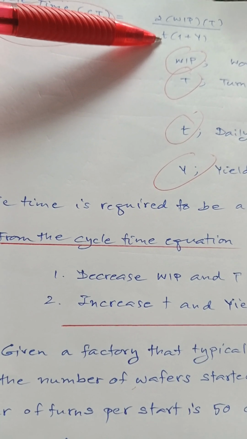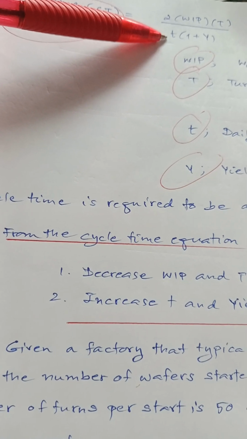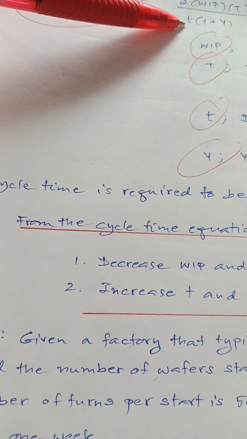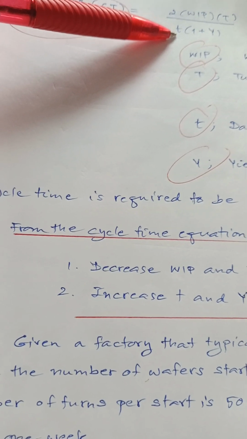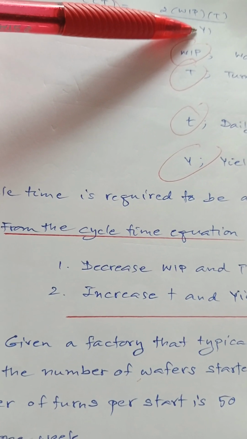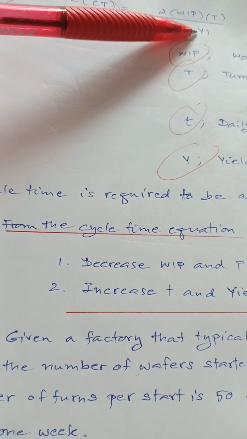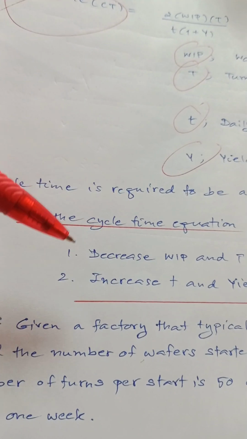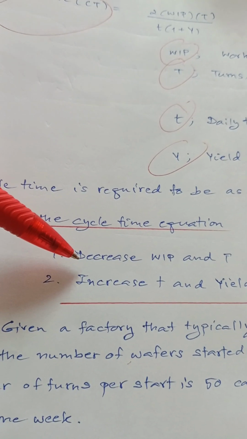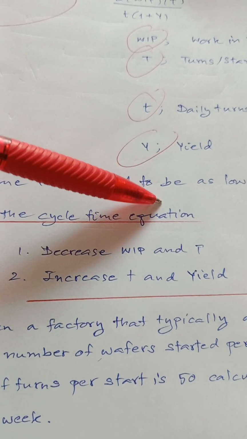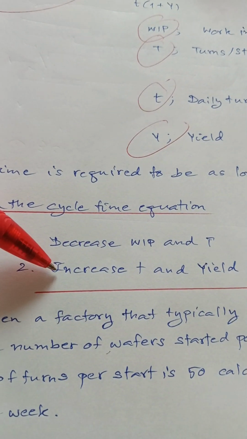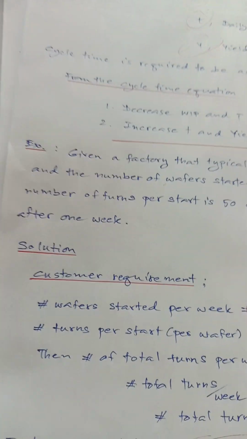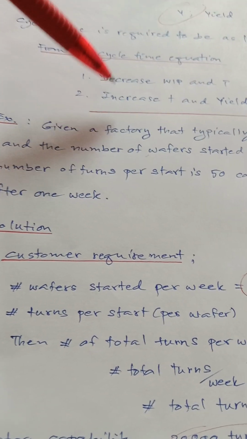Okay, so that means you want to be able to run as many processes as possible. The higher the better, right? And of course, you want the yield to be close to 100, and that's what we're looking for. So if you want to reduce your cycle time, you just decrease WIP and T, and increase the daily turn and the yield. Okay, now take a look at the example.